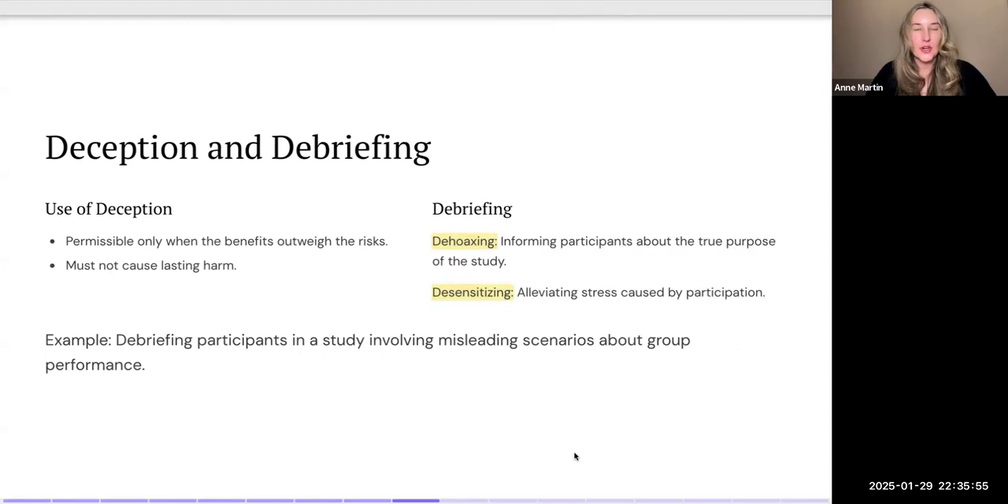Now, some other important terms in terms of ethical research have to do with deception and debriefing.